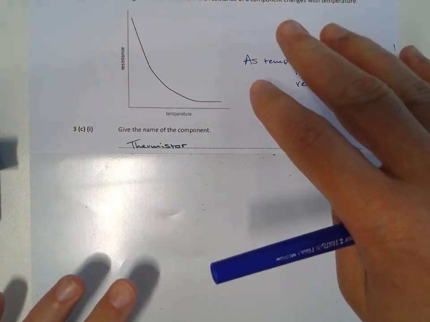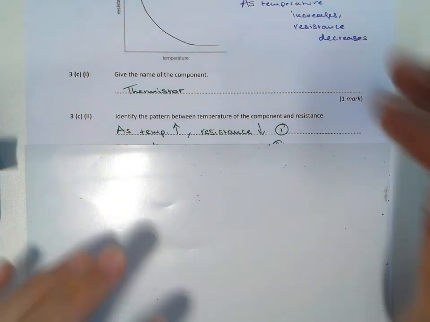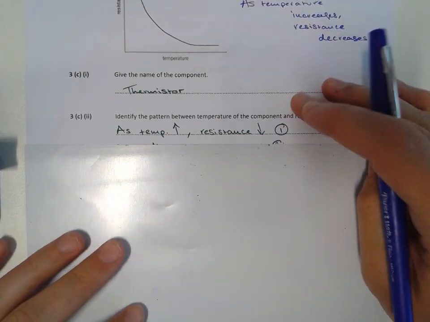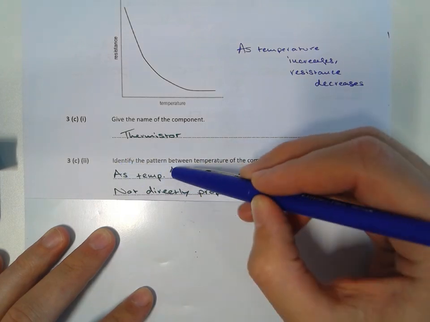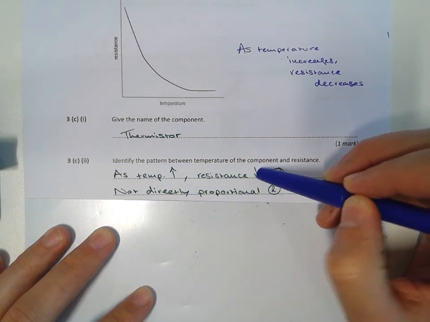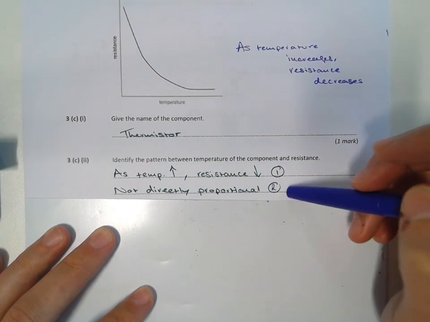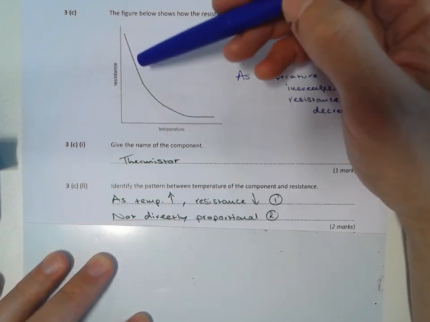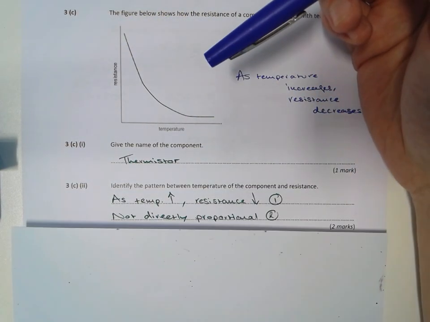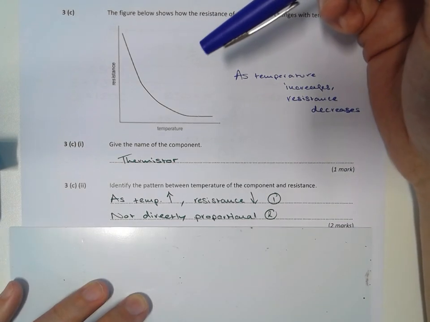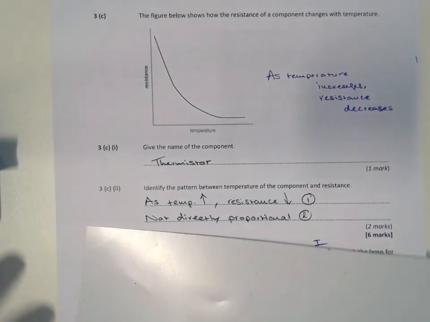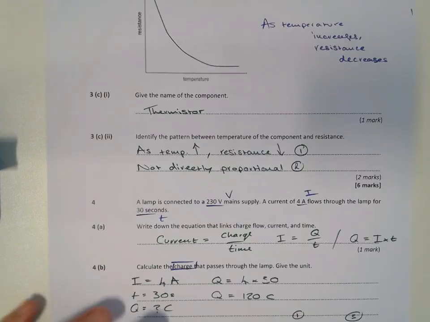For question 3C part 2, he wants to know the pattern. Well, we've answered half of it already. As temperature increases, resistance decreases. That will get you your first mark. You get a second mark for saying they're not directly proportional. We can tell that because this is not a straight line. It doesn't go through the origin, so it's not a directly proportional relationship. It's curved.